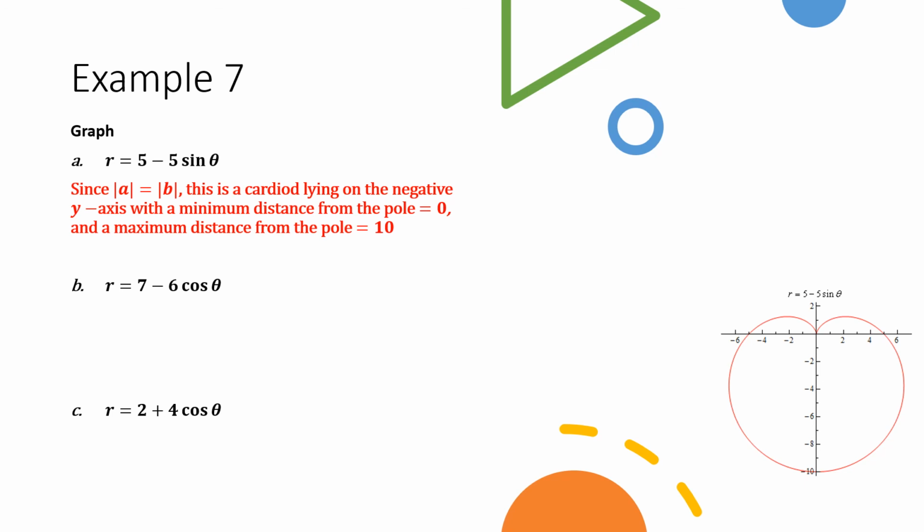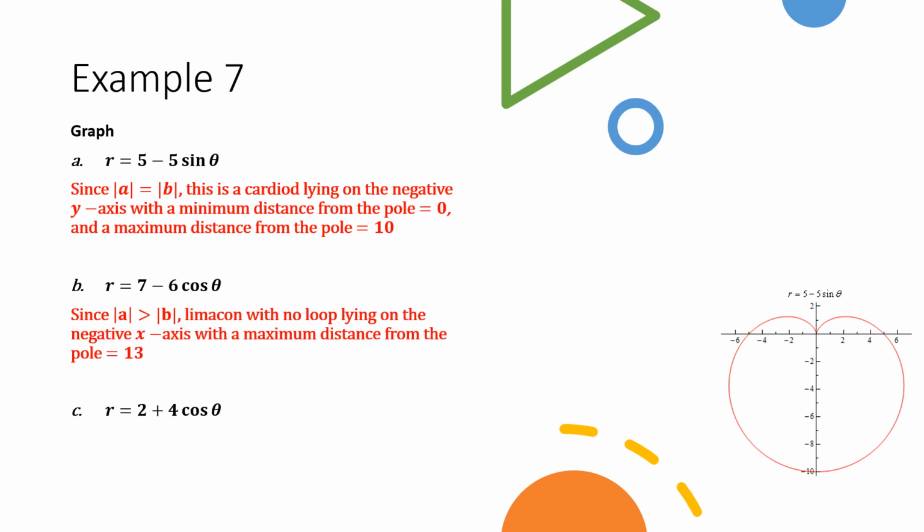All right, part B, we have r equals 7 minus 6 cosine theta. Since a is greater than b, I know I have a limaçon with no loop. It's going to lie on the negative x-axis since it's negative cosine. And I know that the maximum distance from the pole is going to be 7 plus 6, which is 13. I also know that the part that bumps out is going to be 1, because 7 minus 6 is 1. So when I look at the graph of this, I have a limaçon lying on the negative x-axis. I have a little bump out at 1. My maximum distance is 13. And I can also figure out that my y-intercepts are going to be 7 because of that 7 in the front of my function.